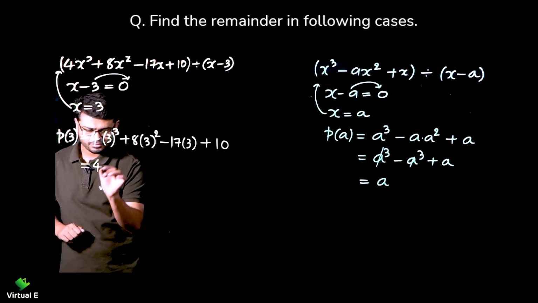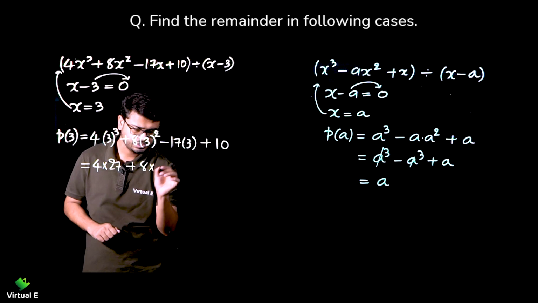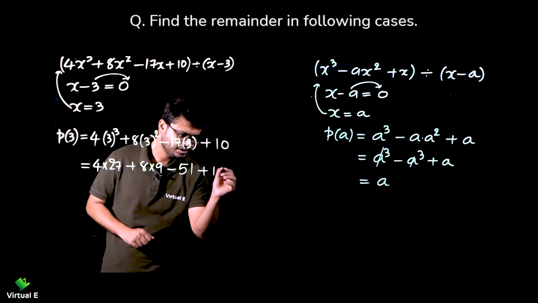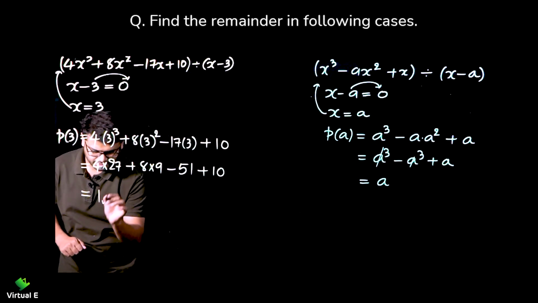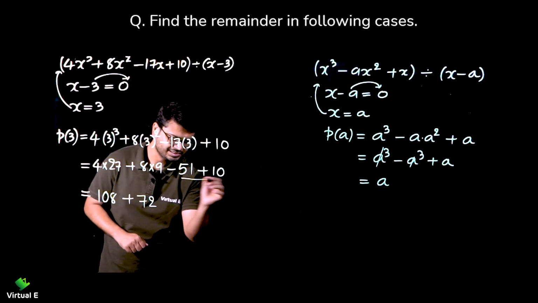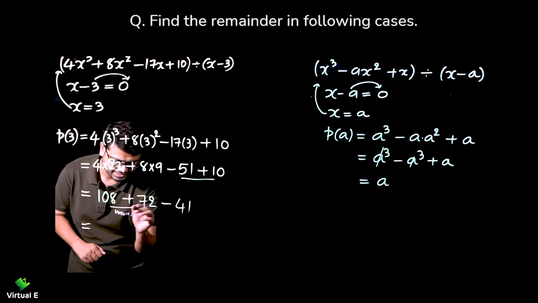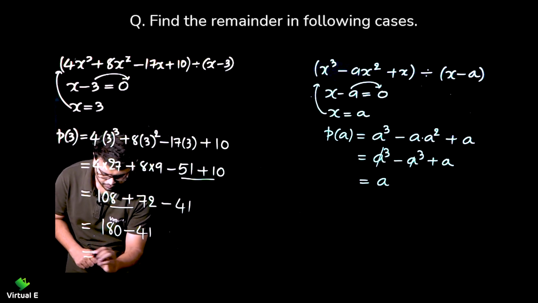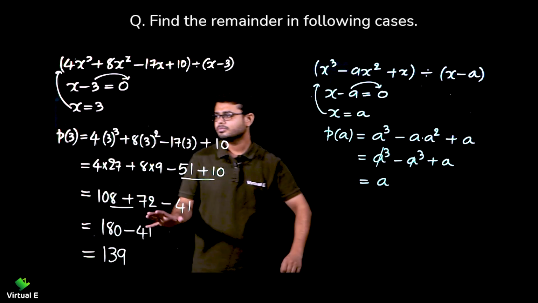Simple. So 4 into 3 cube, 3 cube is 27, plus 8 into 3 square, 3 square is 9, and 17 into 3 is 51, plus 10. Let's start here. 4 into 27, that is 108. Here 8 nines are 72, and let's simplify these two, that's minus 41. Here if we add them up, that's 180 minus 41. So what will we get? 139 as the remainder. Very simple to do, right?